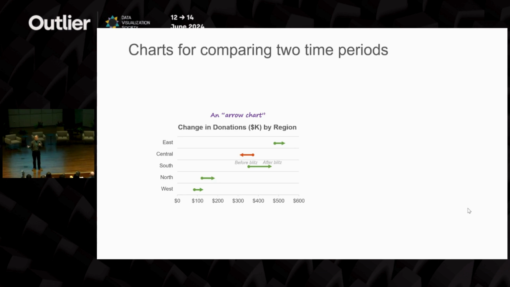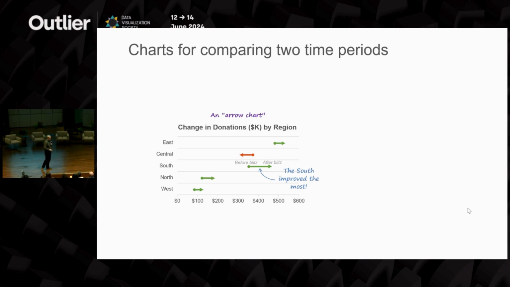Now if I were to ask you though, based on this chart, which region improved their donation performance the most? What would you guys say? South, right? Yeah, it's got the longest line. But if you think about it for a second, if we're talking about improvements in donation performance, really we should probably be talking about relative change, i.e. change as a percentage.